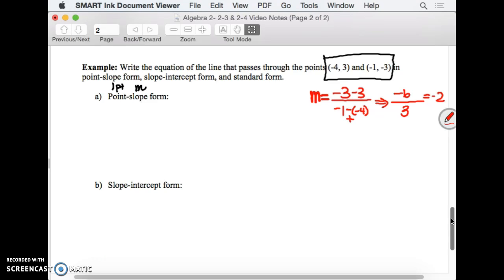So I have a slope that equals -2. In order to write this in point slope form, which I want you to do first, I'm going to choose 1 point. If I look at both of those points, I'm going to choose -4, 3, just because it only has one negative value. That's the only reason. If you want to choose -1, -3, that is totally fine.